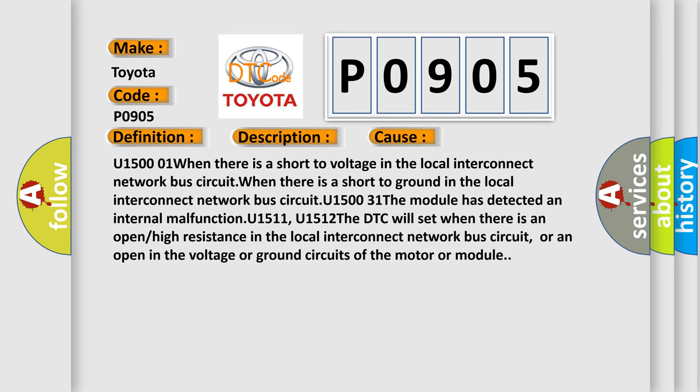U1500-01 when there is a short to voltage in the local interconnect network bus circuit, when there is a short to ground in the local interconnect network bus circuit, U1531 the module has detected an internal malfunction, U1511, U1512 the DTC will set when there is an open or high resistance in the local interconnect network bus circuit, or an open in the voltage or ground circuits of the motor or module.